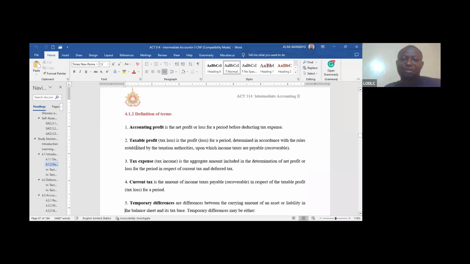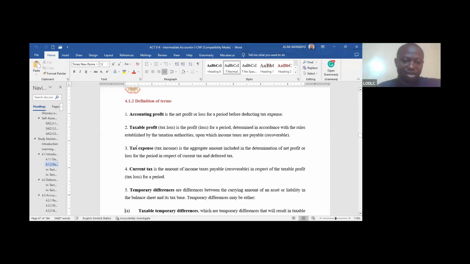So we have operational definitions of some terms. We have accounting profit, taxable profit, tax expense, current tax, and temporary difference. Current tax is also known as tax payable according to International Financial Reporting Standards. So it is regarded as tax payable. Now, accounting profit is the net profit or loss for a period before deducting tax expense.